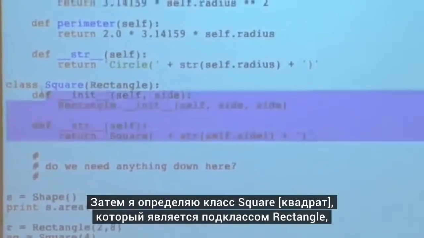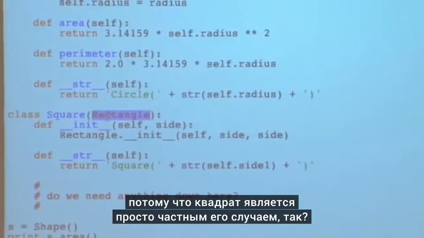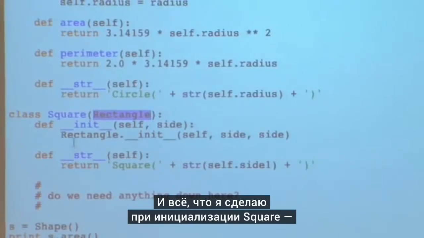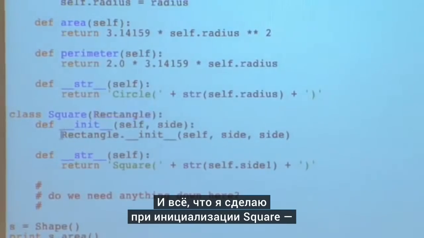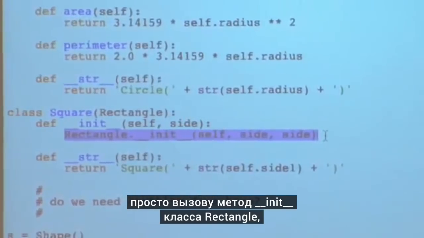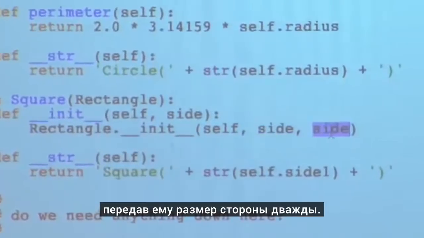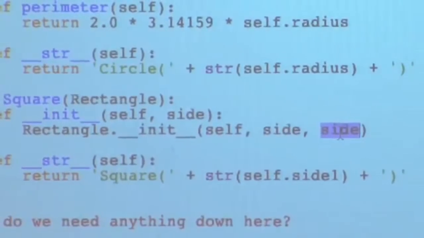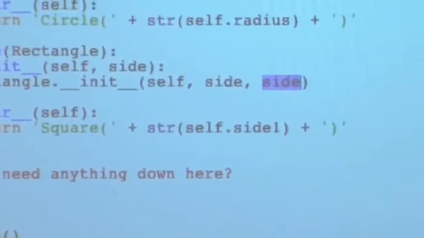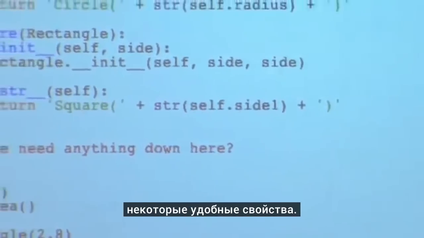And then I've got square, which is a subclass of rectangle, because a square is just a special case, right? And all I'm going to do is, when I initialize my square, I'm just going to call the rectangle's init method and give it the same side twice. All right. So what this gives us is some inheritance and some nice properties.